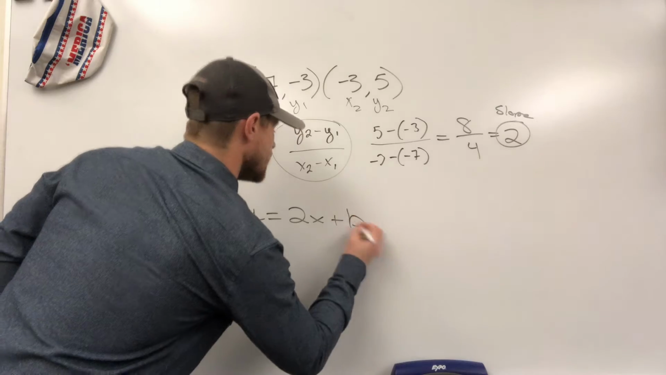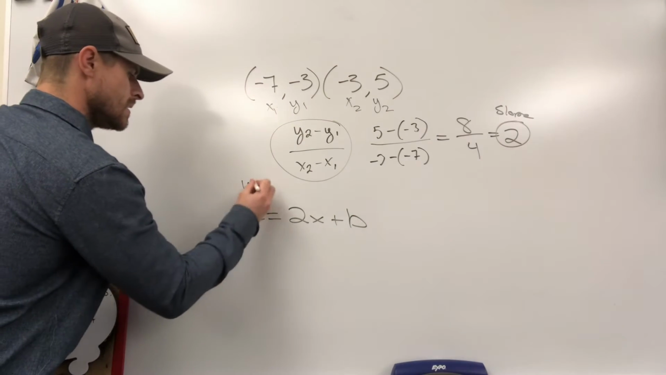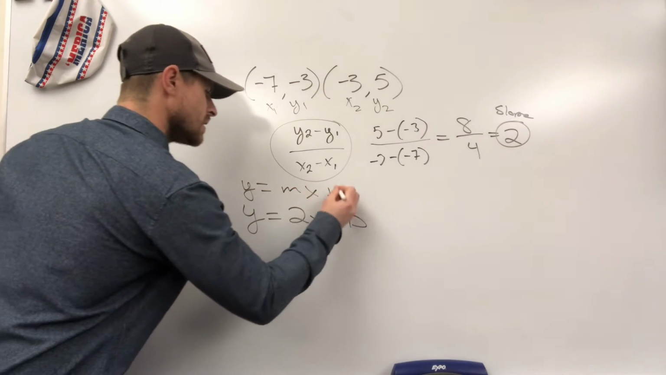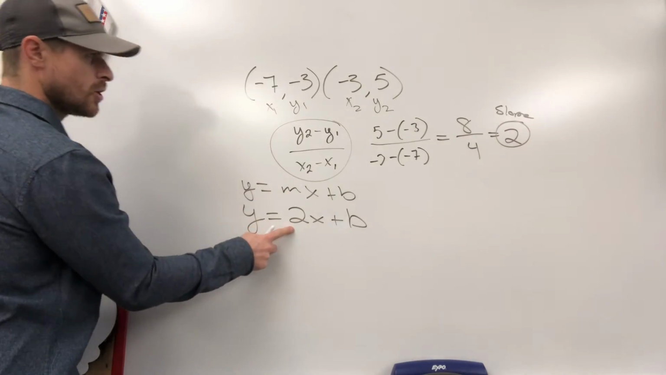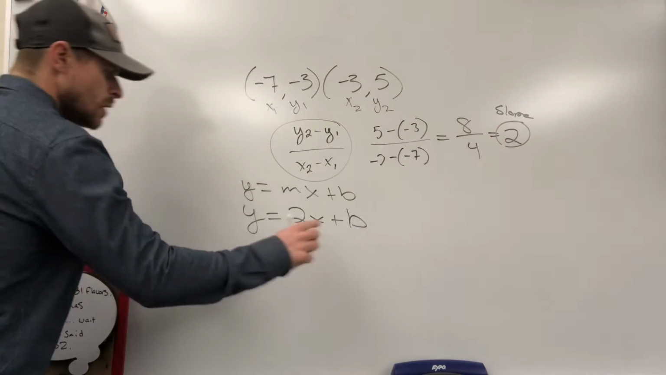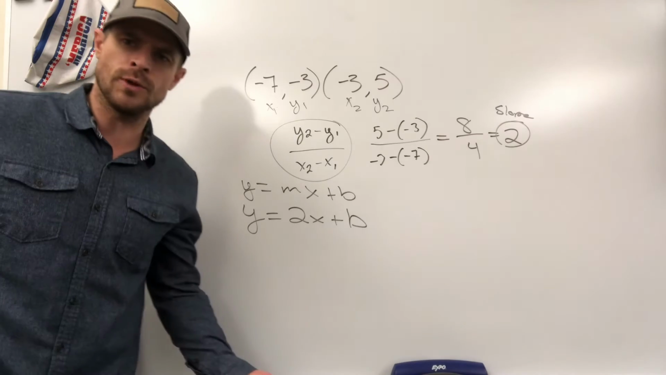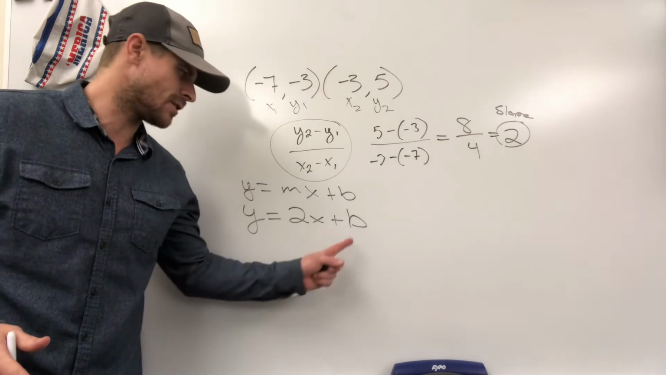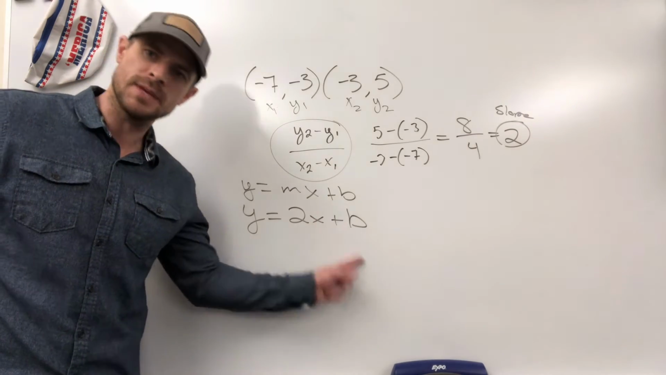We know that slope-intercept form is y equals mx plus b. M is our slope, and since we found the slope to be 2, we can replace it. Now, which part's missing? Oh, it's that darn b. How do we find b?